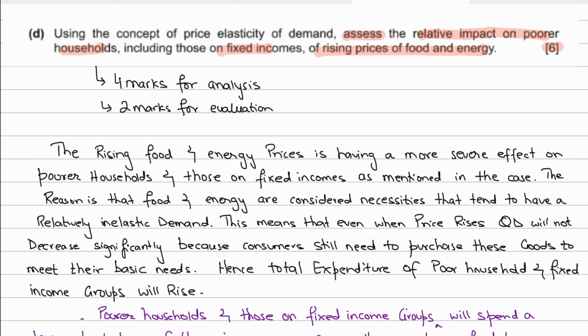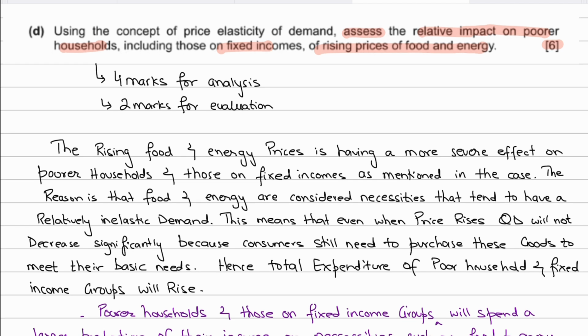So what you'll say is that, first of all, you need to tell what rising food and energy prices means in the context of the nature of the goods itself, that they are basic necessities, and then connected to elasticity, the fact that their elasticity is inelastic, which would mean that the total expenditures would go up as the prices of these goods rise.